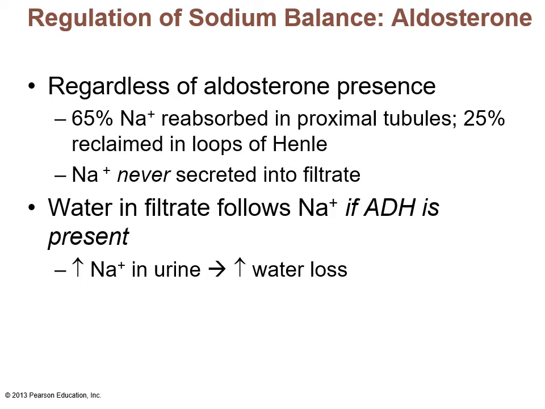Aldosterone. We already know this, but it doesn't hurt to review it. So regardless of whether aldosterone is present or not, 65% of sodium is reabsorbed in the proximal convoluted tubules. 25% is reclaimed in that ascending loop of Henle, which is the nephron loop. Sodium is never secreted into filtrate. Water in filtrate follows sodium if ADH is present. So increase sodium in the urine, you're going to increase water loss.